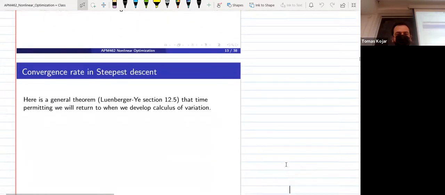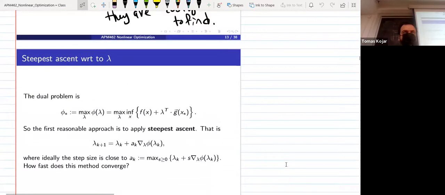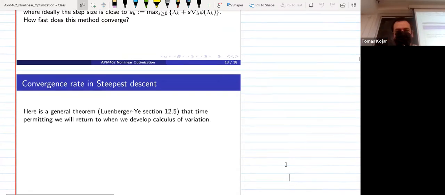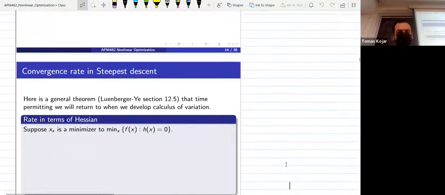Good. How fast does this method converge? So we didn't talk about this, and I hope we will come back to it because you need machinery from calculus of variations. So the next 3 weeks is calculus of variations. So you will get really advanced really fast. And I hope that you will have some patience to do this rate theorem. So here's the theorem. It's in your main book.